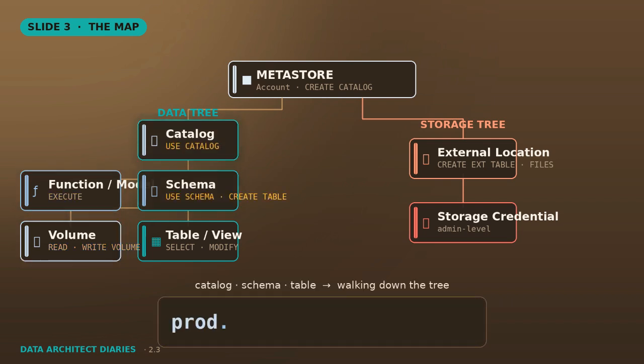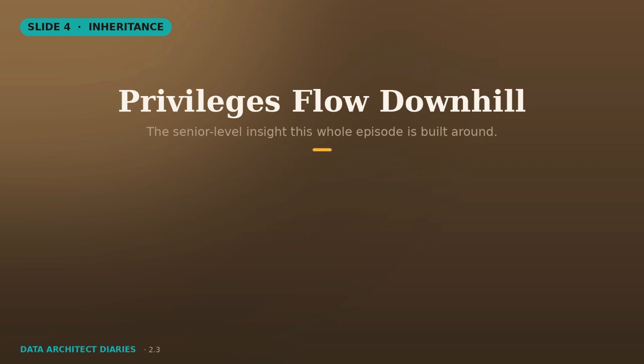Quick example to lock it in: catalog prod, a schema sales and a table orders. The full name is prod.sales.orders and that dotted name is the hierarchy. So catalog.schema.table, every three part name you type is you walking down this tree. Now let's discuss how privileges flow downhill.